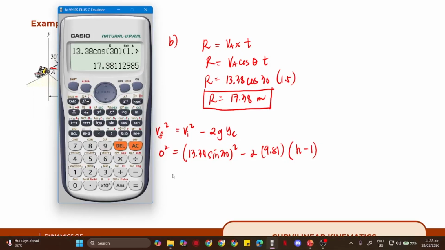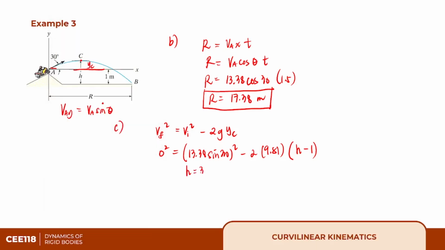So shift solve. Kuha natin yan. 0 squared is equal to 13.38 sine of 30, and then square, minus 2 times 9.81 times x minus 1. Shift solve 1, let's say, we get 3.28. So h would be equal to 3.28, and that is in meters. So basically, this is your answer for that problem.